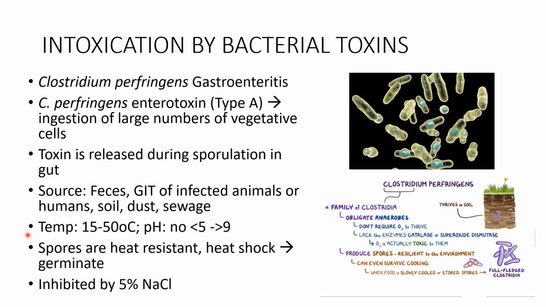Temperature-wise, Clostridium perfringens prefers 15 to 50 degrees Celsius. They are inhibited by pH lower than 5 and more than 9. So basically, they prefer low acid to neutral pH. Then spores are heat resistant, as you would expect. And again, much like Bacillus cereus, heat shock would allow them to germinate. Then they are inhibited by 5% sodium chloride, which is salt.